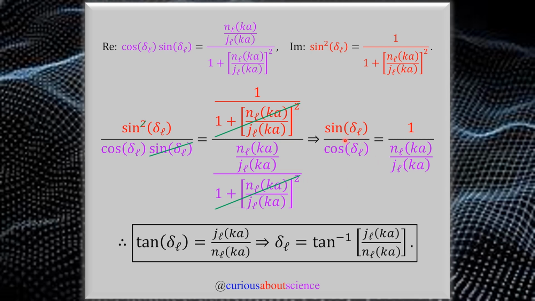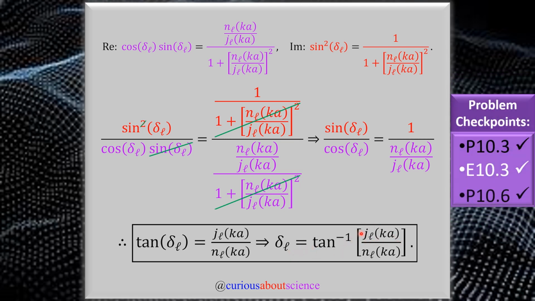And what we see is that we end up with the sine delta L over cosine delta L divided by the reciprocal of the Neumann function with the spherical Bessel function. And we see that dividing by a fraction means I multiply by the reciprocal. Sine over cosine gets the tangent. So if we want the phase shift, it's the tan inverse of the spherical Bessel over the spherical Neumann.